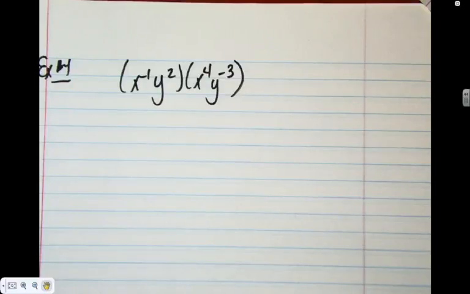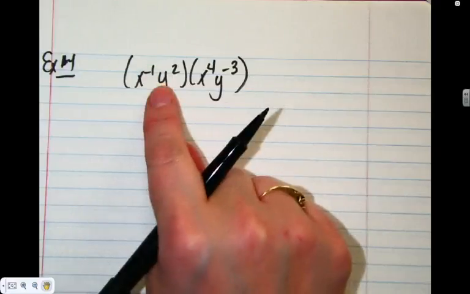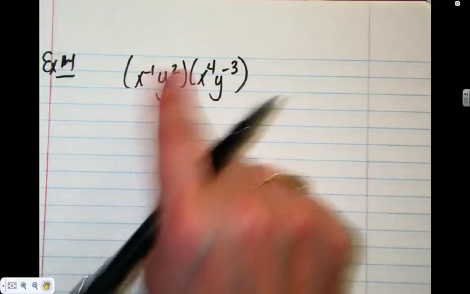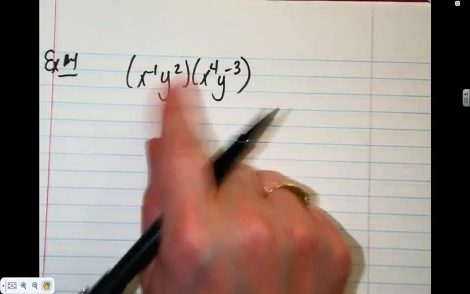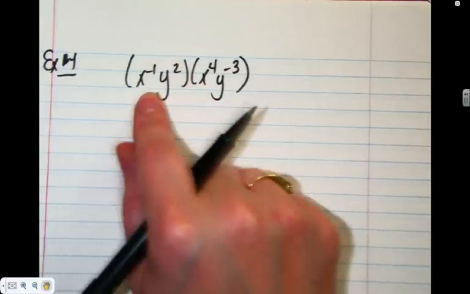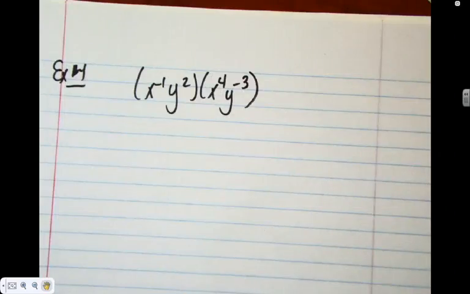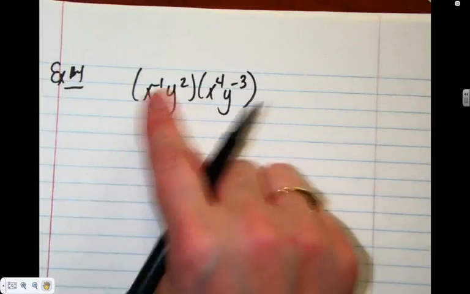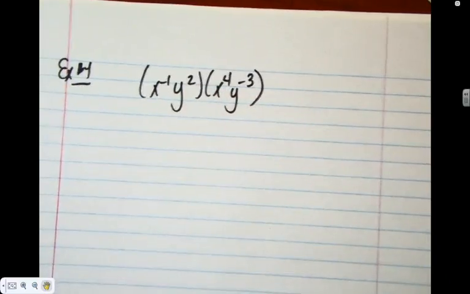BEDMAS. What comes first? Brackets. Is there anything I can do within the first set of brackets? So do I have any law that deals with 2 different bases like this? No. So there's nothing I can do here. What about over here when I have an x and a y? Nothing. So there's nothing I can do for brackets. Step 2. Exponent. Okay, can I simplify anything with these exponents? No. What comes after exponent?